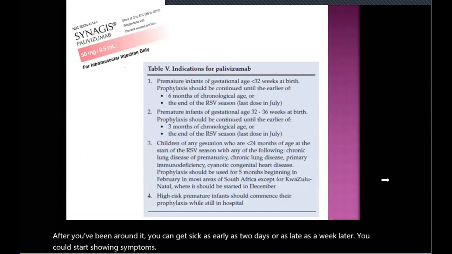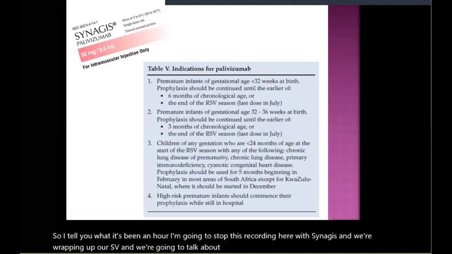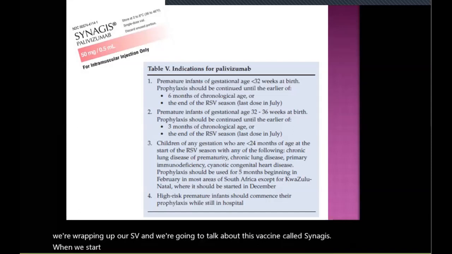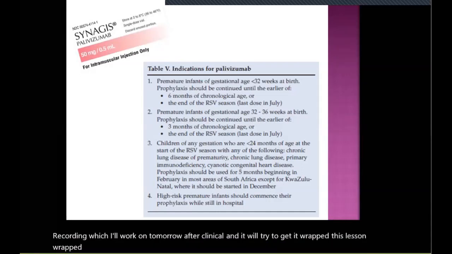So I tell you what, in an hour, I'm going to stop this recording here, wrapping up RSV, and we're going to talk about this vaccine called Synagis when we start the next recording, which I'll work on tomorrow after clinical, and we'll try to get this lesson wrapped up with tomorrow's recording. I think an hour at a time is about as much as anybody can take, and we'll go from there. So we'll see you tomorrow.